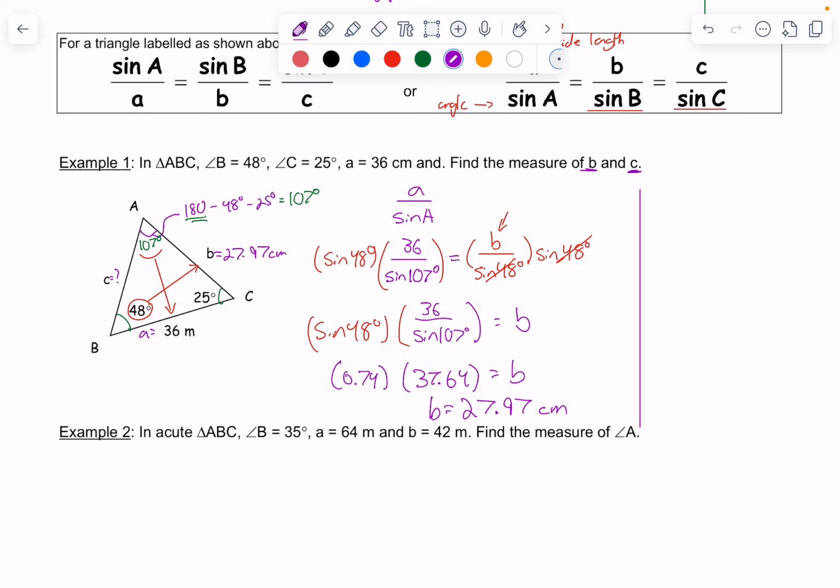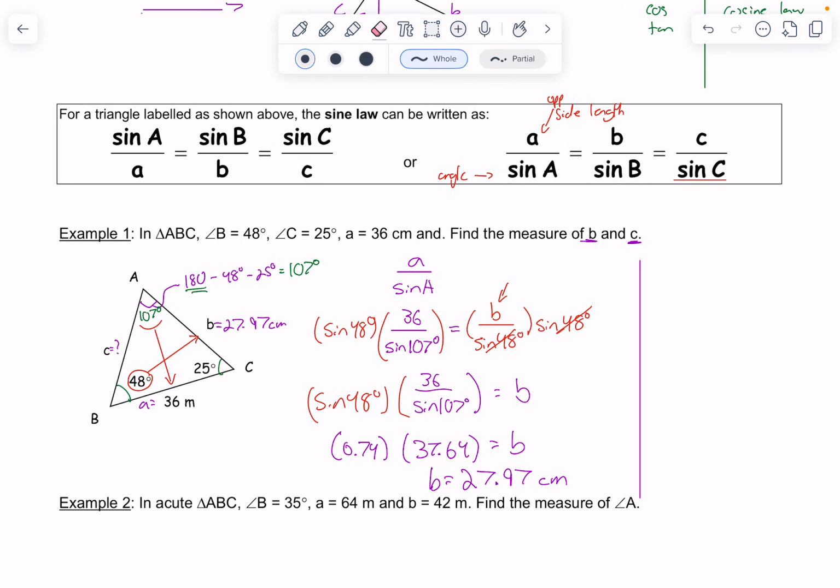Do the same thing for side length C. Again, you use your ratio, because just like you can set this ratio equal to this one, you can also set it equal to the other one, okay? They're all equal. It's a constant. The sine law says that a side length divided by its opposite angle is equal to any other side length divided by its opposite angle.